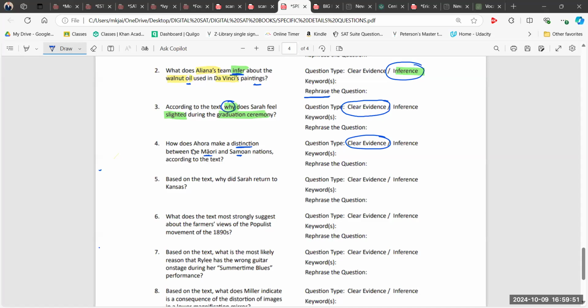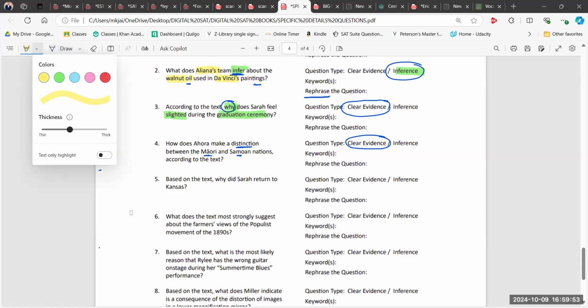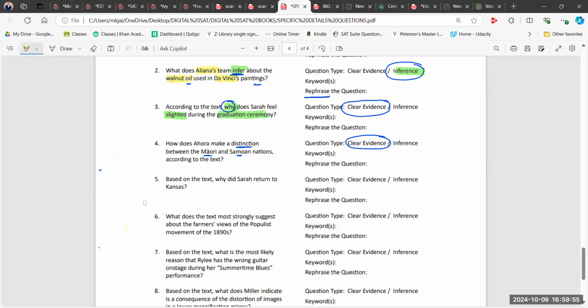Okay. So, what keywords? Ahura. Yes. Okay. Yeah, Ahura. That's one. Distinction. Yes. The Maori and Samoan. That's it. So these are the most important words. That's what we call keywords.